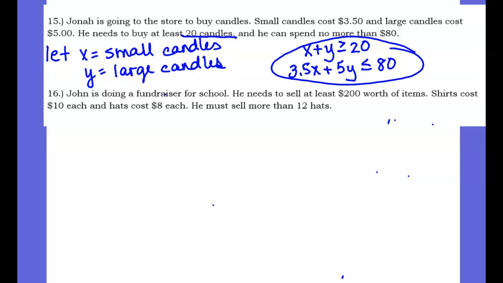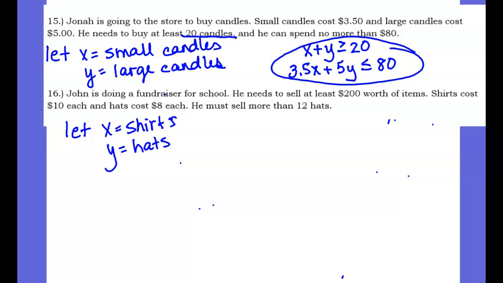All right, John is doing a fundraiser for school. He needs to sell at least $200 worth of items. Shirts cost $10 each and hats cost $8 each. He must sell more than 12 hats. So let's start with our let statement. Let's let X be equal to the shirts and Y be equal to hats.